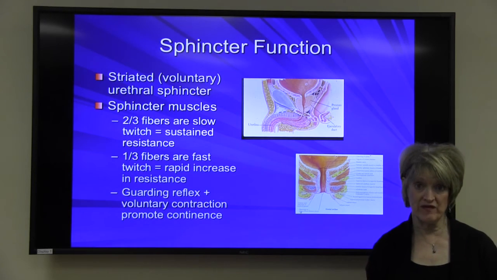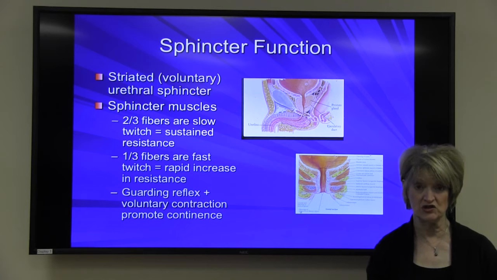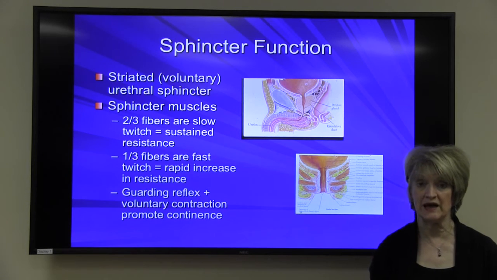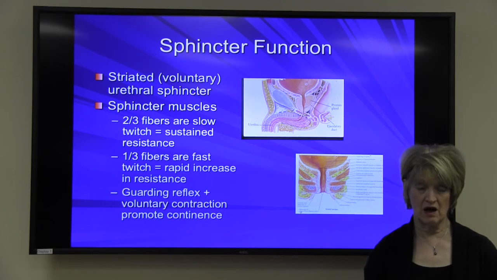Now, in looking at the voluntary sphincter muscles, they contain both slow twitch and fast twitch fibers. About 2/3 of the muscle fibers are slow twitch. Slow twitch fibers maintain sustained resistance. They use oxygen slowly. They fatigue very slowly, so they're very well equipped to provide sustained closure. So 2/3 of the muscle fibers are those slow twitch. That's great. That gives you continence at rest when you're not even thinking about it.